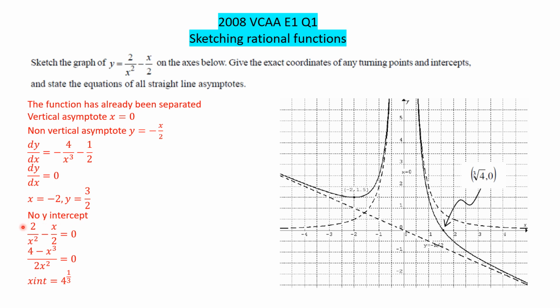Now to work out your x-intercepts, you make y equal to 0 and then solve for x. So we've got our non-vertical asymptote, and the vertical asymptote is x equal to 0 here. And then we know our turning point, and we know our x-intercept. So now you can sketch the graph.